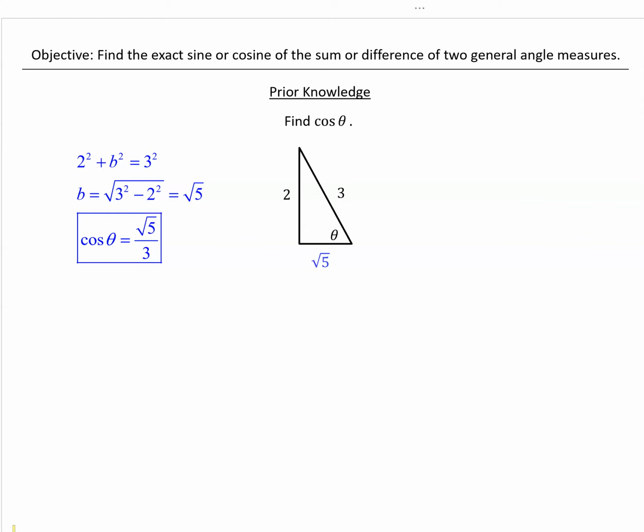This is actually the second day. We're going to look at some other types of problems that traditionally we use our sum and difference identities to solve at a pre-calculus level.